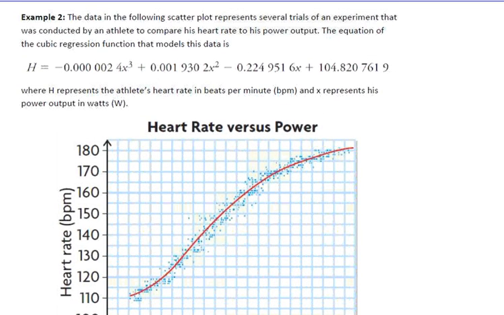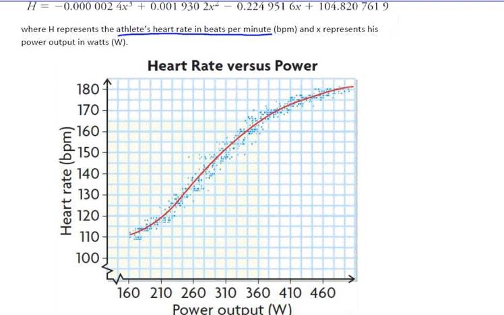Okay, so in this example, we have heart rate versus power. It's a problem where we have an athlete's heart rate in beats per minute, and the x represents the power that he outputs. Okay, how much power that's related to.